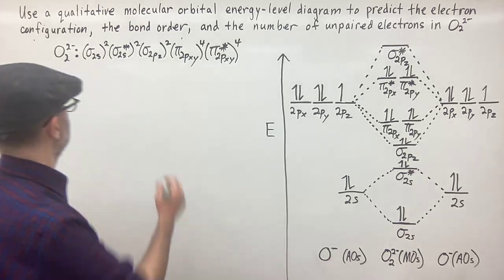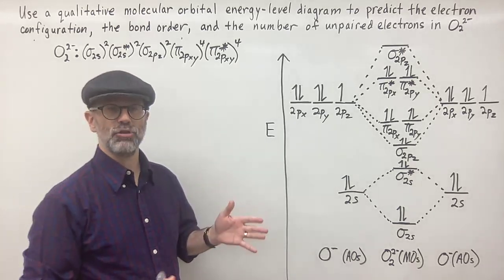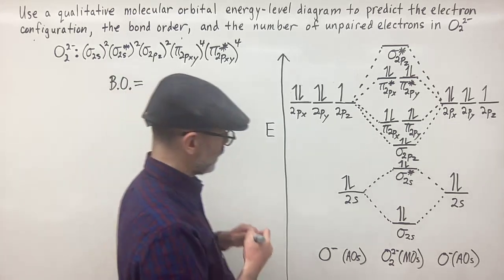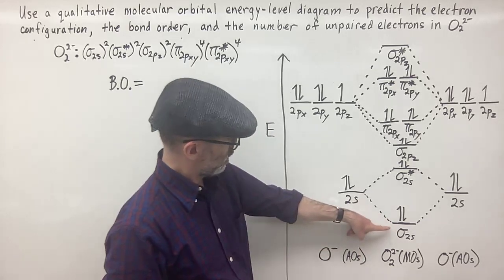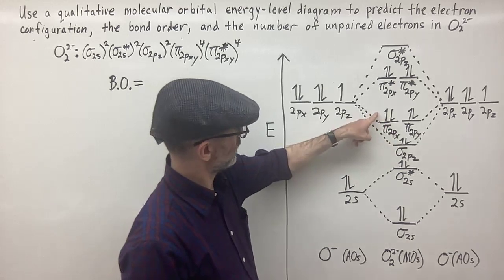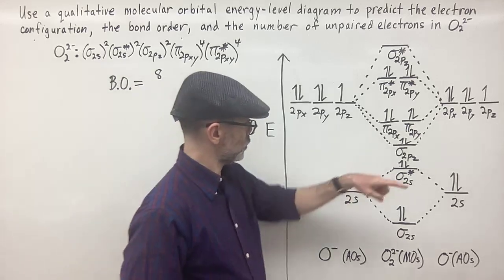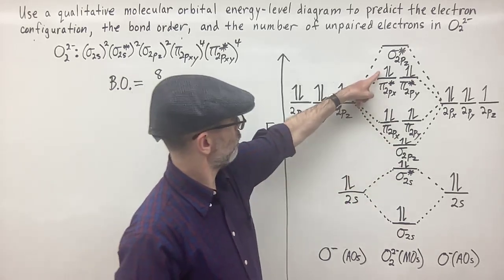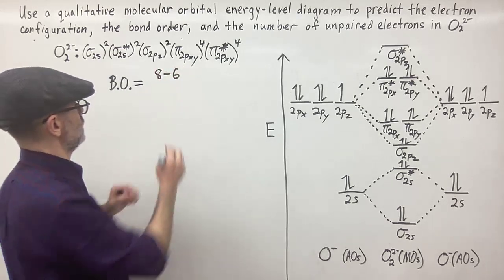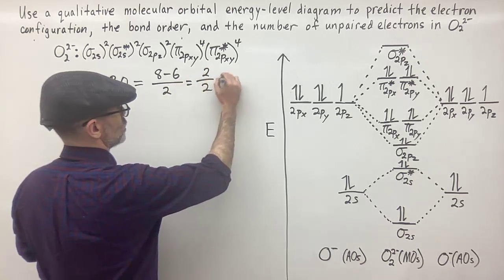Next, bond order. Again, bond order is equal to bonding electrons minus anti-bonding electrons divided by 2. So the number of bonding electrons, those without the star. So 1, 2, skip, 3, 4, no star. 3, 4, 5, 6, 7, and 8. So that's 8 bonding electrons. Now the ones with the stars. So that's 2, 3, 4, 5, 6. So 8 minus 6, and that's going to be divided by 2. 8 minus 6 is 2, so that's 2 divided by 2, which gives us 1.